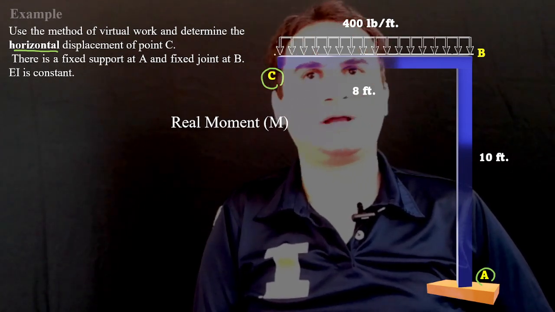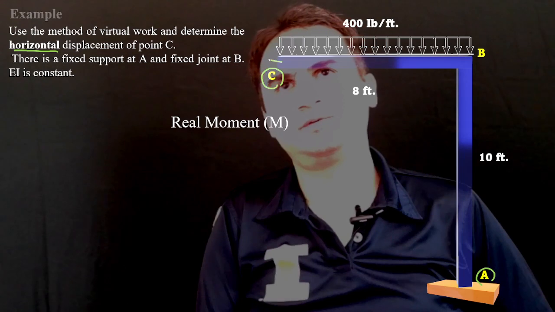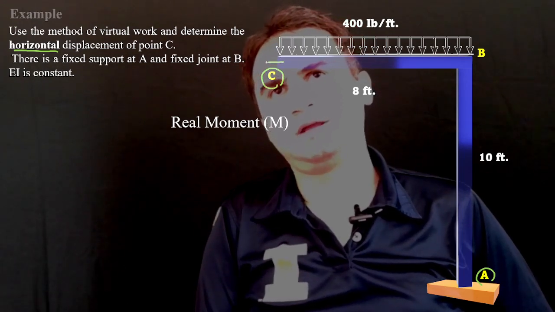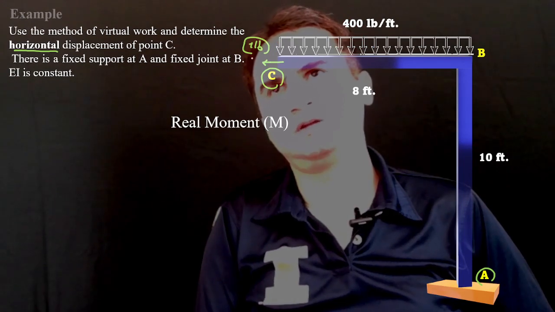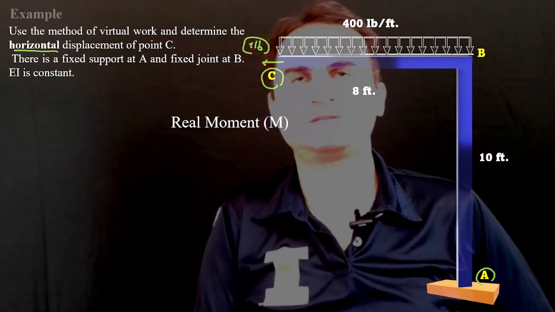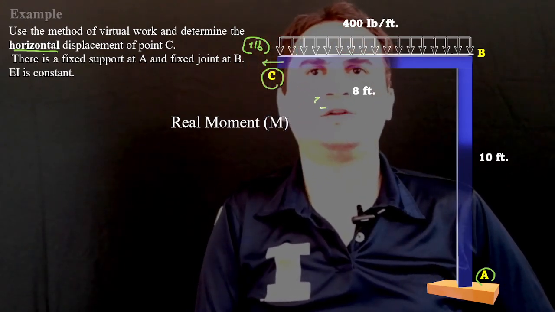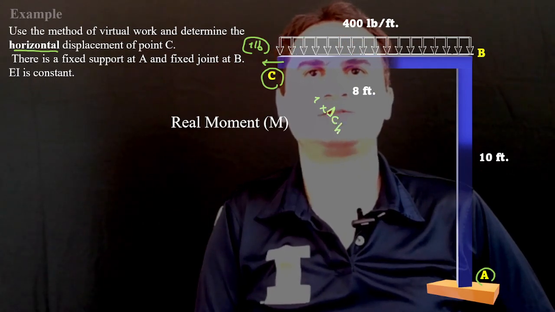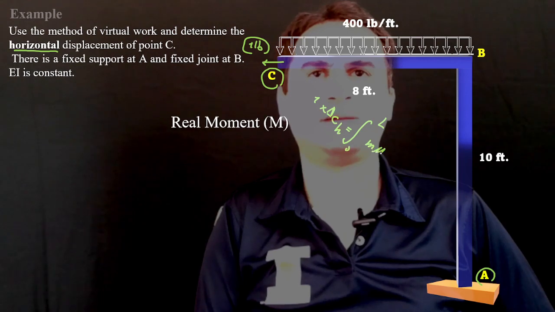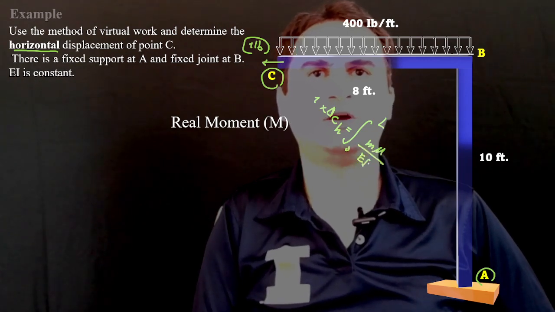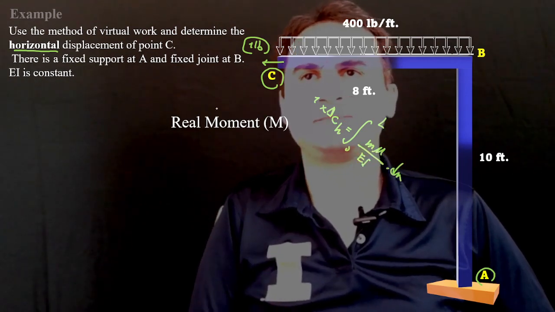So by applying the virtual work method, we can apply a 1 pound unit load in the direction of the horizontal displacement at C, and then 1 times delta C horizontal is equal to the integration of small m times capital M over EI times dx.